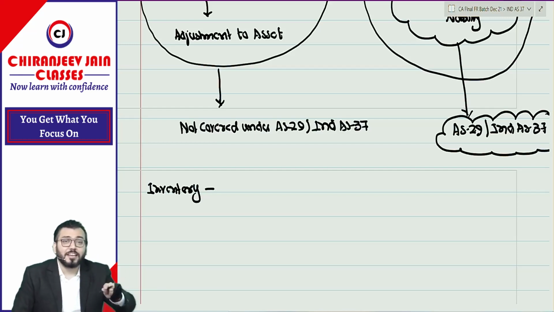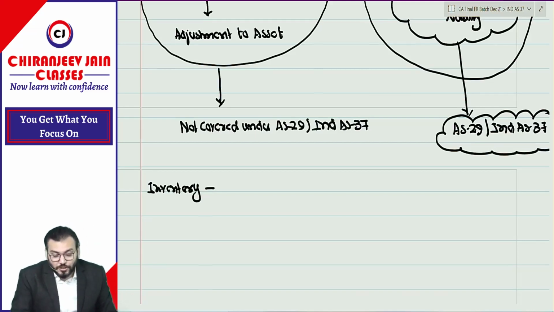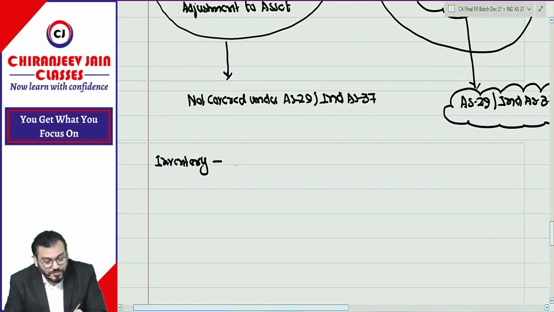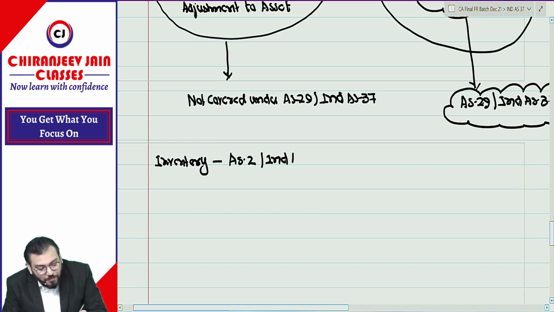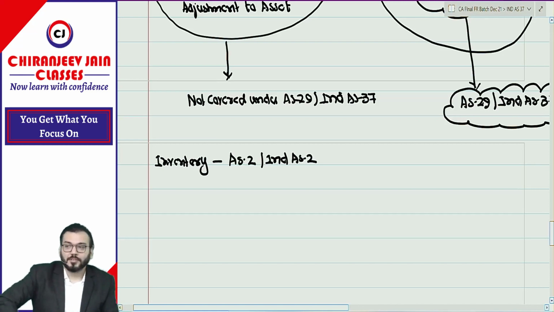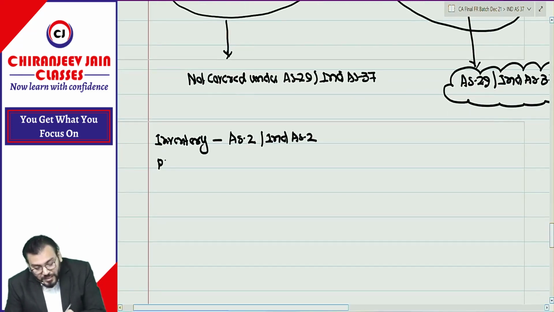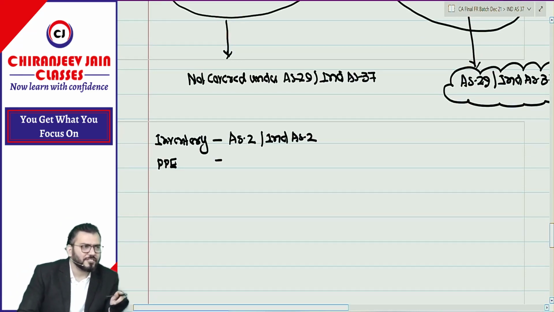Correct? So inventory, can I say AS 2, you have already done cost price or NRV, whichever is lower, that is based on the conservatism principle, and that loss you have already recognized as per Accounting Standard 2. So can I say this inventory loss is covered under AS 2 or Ind AS 2? Only this number is the same for AS and Ind AS: AS 2, Ind AS 2. Correct? Understood? Now, for property, plant and equipment, have we recognized decline in the value of the asset?